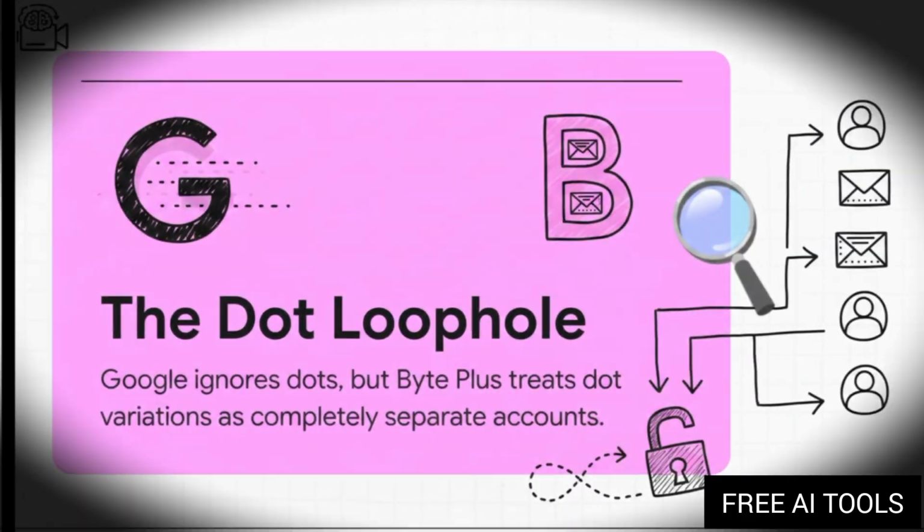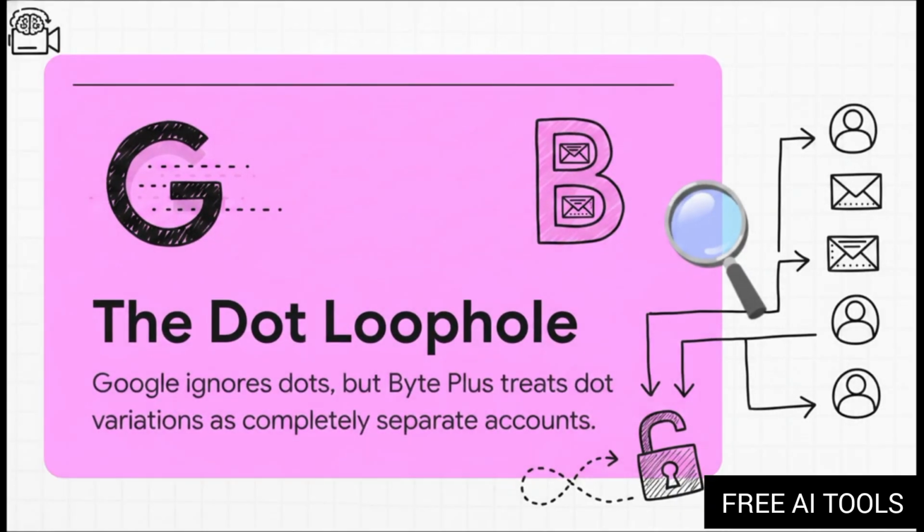Now, what's really interesting about this slide is the actual technical mechanics behind why this works. It all boils down to a fundamental miscommunication between how different tech companies read email addresses. See, Google's system completely ignores dots in Gmail addresses. To Google, those dots are basically invisible. But Byte Plus, they read every single character. They treat every new dot variation as a completely separate, brand new user account. This little technical discrepancy creates the ultimate loophole for us.